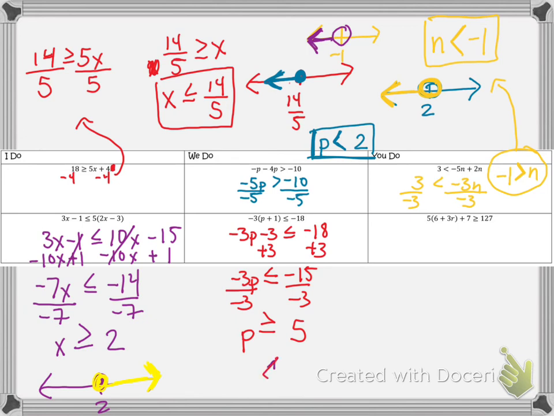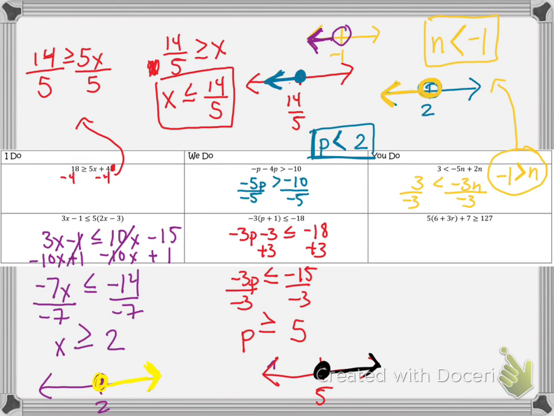And here's my number line. I have 5. And go ahead and tell me, is this one going to be open or closed, left or right? That is correct. Closed circle going to the right. So P is greater than or equal to 5. Go ahead and do this last one, then check your answers with me, please.